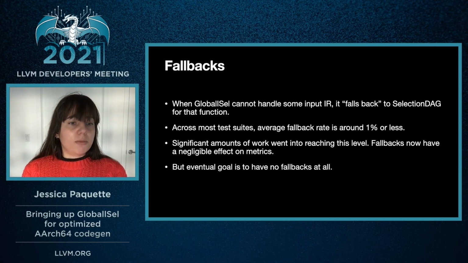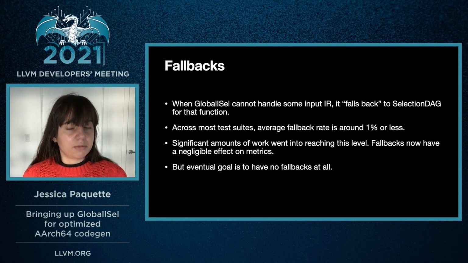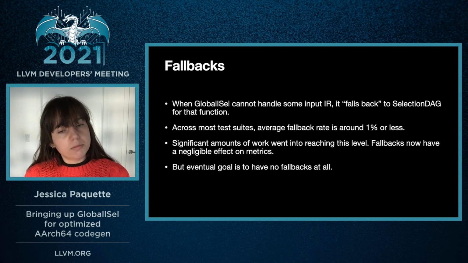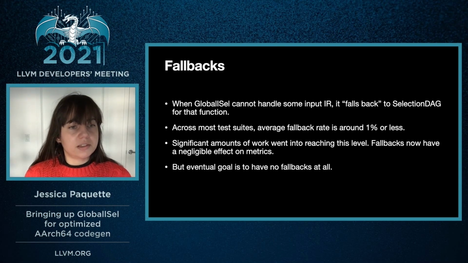We also have fallbacks to SelectionDAG to clear. A fallback allows us to use the existing SelectionDAG implementation when GlobalISel doesn't know what to do. Clearing fallbacks is important for having accurate performance results. At this point, we're around 1% on average as a fallback rate. Eventually, GlobalISel should support everything SelectionDAG does without needing to fall back.